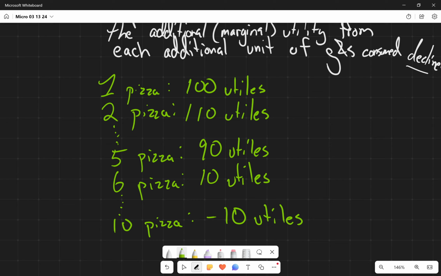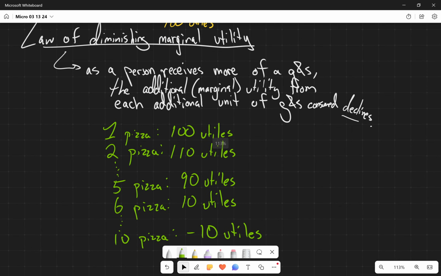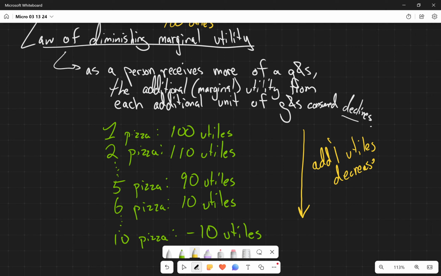So here's something that students are constantly getting confused. They think that this notion of diminishing marginal returns has to do with this negative situation, the fact that at some point it becomes negative. But actually, diminishing marginal returns is talking about this downward trend, how the additional utils decrease as the consumption increases. Does that make sense?